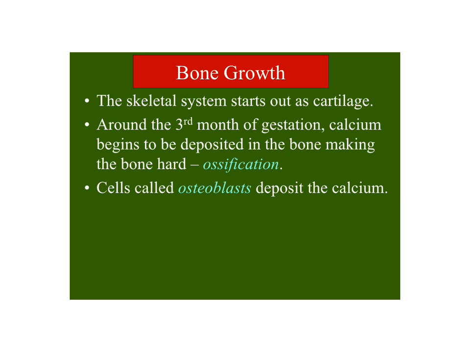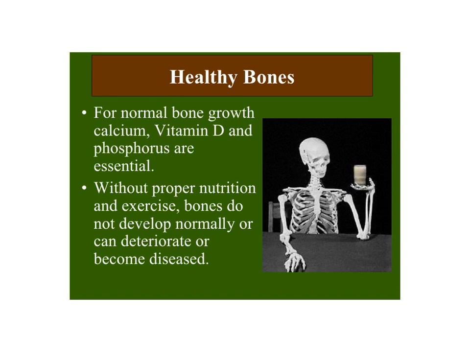So the osteoblasts cause the ossification to occur by putting the calcium into the bone. So in order to have healthy bones, you do need calcium. You also need vitamin D and phosphorus. These are all important things to have in your diet so that your bones will grow normally and they will be good and strong.